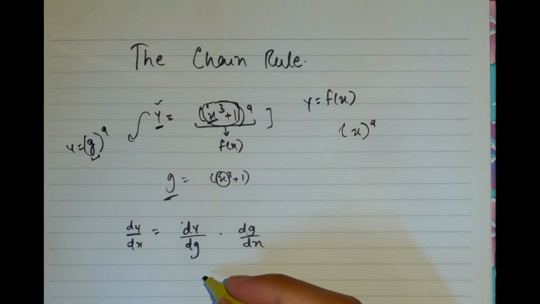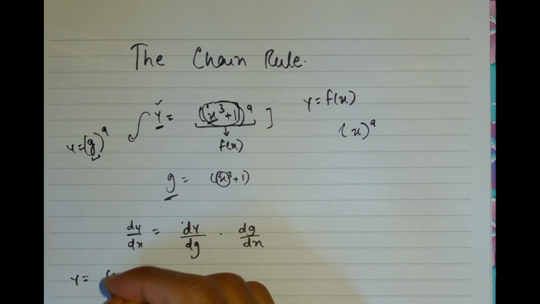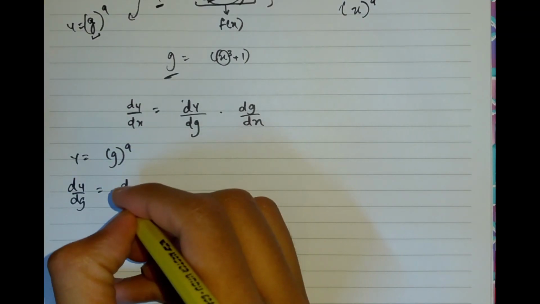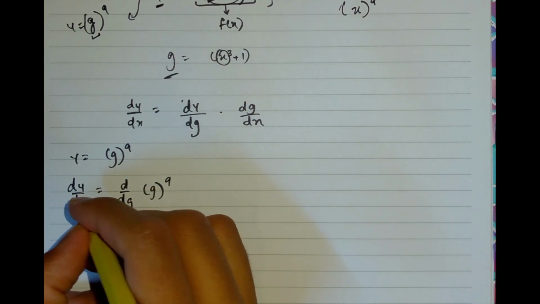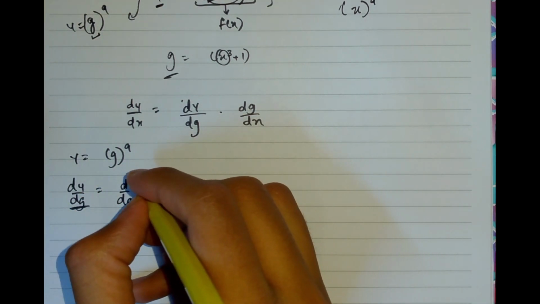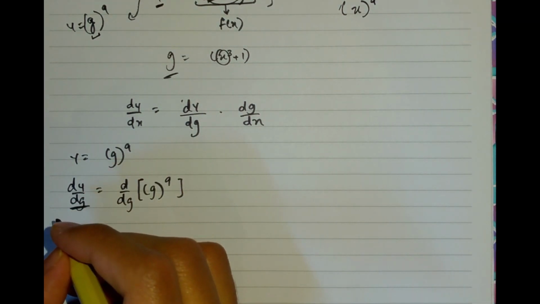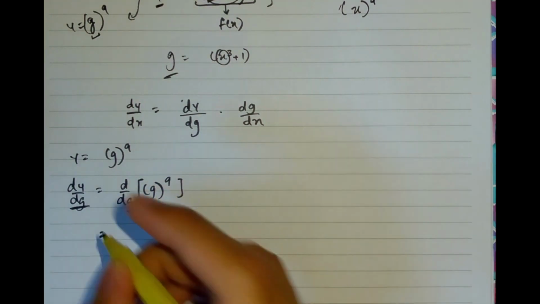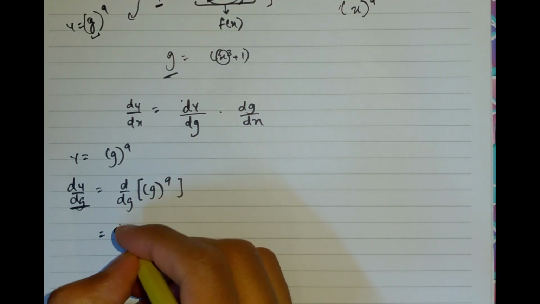First of all, we have to find the derivative of y with respect to g. So we have y is equal to g power 9. So dy by dg is equal to d by dg of g power 9. And now let me tell you one thing. The thing present in the denominator is also present on the left hand side of the equation. You can see that we are taking the derivative with respect to g in the denominator, and guess what? g is present on the left hand side of the equation. This proves that our equation is right, another way to check whether you are applying the formula right or not. So the derivative would be simply 9g to the power 8.